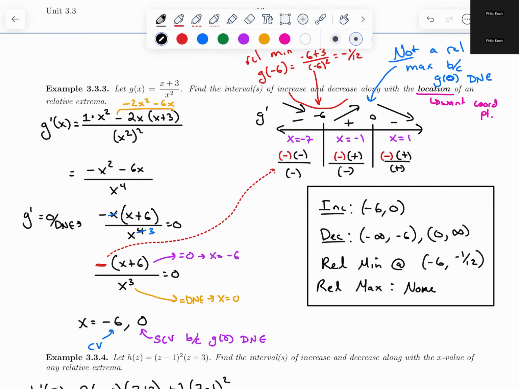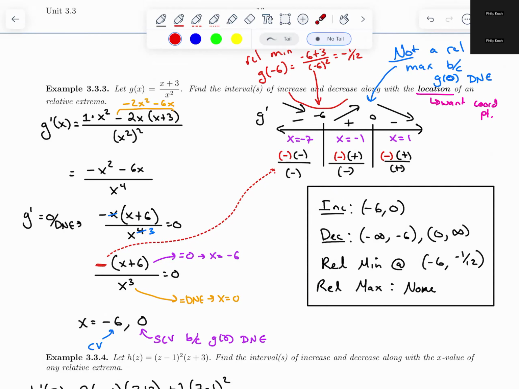Yes, JT. So if 0 existed, we would just plug it in the same way to find the y value. Exactly right. The reason why I found what g of -6 was is because I needed to find the location, the y value. So I plugged in the x value to get the function value. If the function did exist at 0, we would plug it in to find the location of a relative maximum. But the function did not exist at 0, so it does not have a relative maximum. Any other questions on this one?